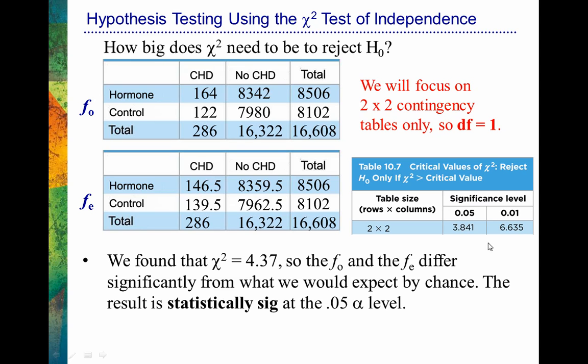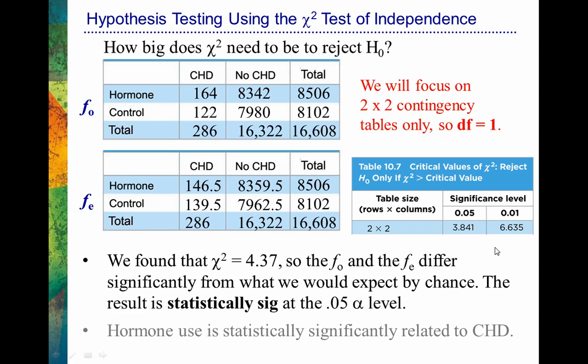So we can summarize things, I guess, this way. We found that our chi-square value is equal to 4.37. So we are finding that the observed and the expected frequencies differ significantly from what we would expect by chance. It's statistically significant at the 0.05 level, but not at the 0.01 level. And we'll talk about that just a little bit later because it's kind of an interesting little side tidbit. So let's take this data and put it into that 4-step hypothesis testing procedure.